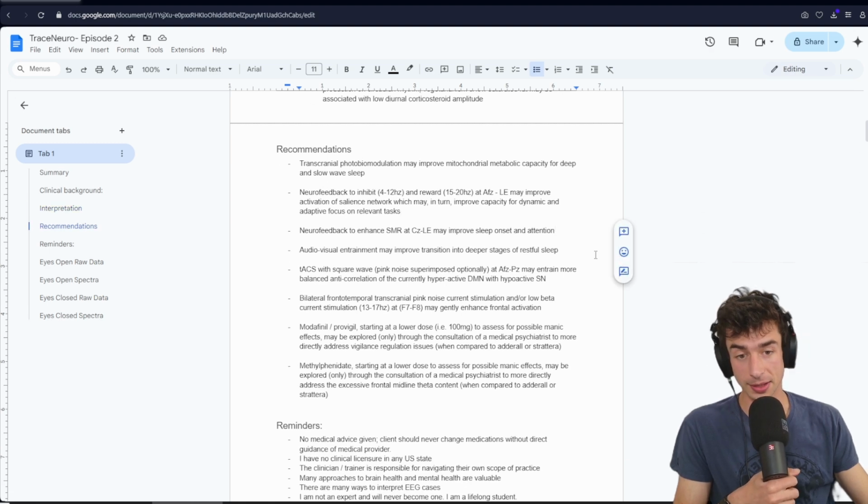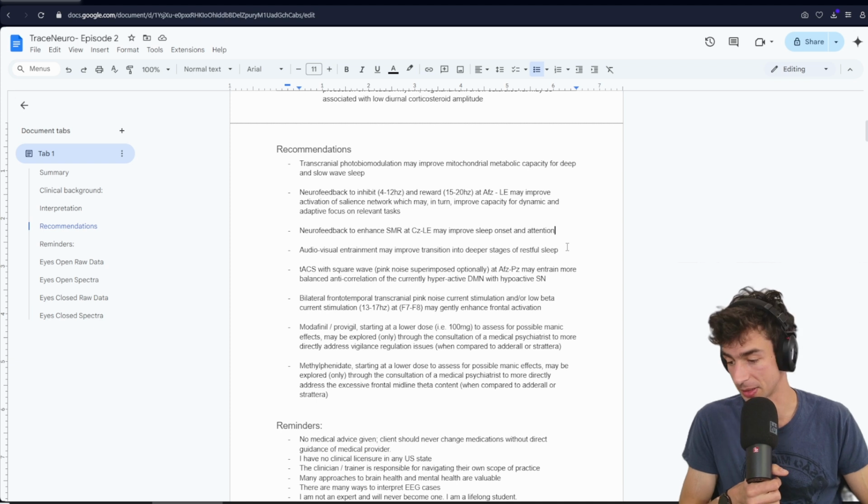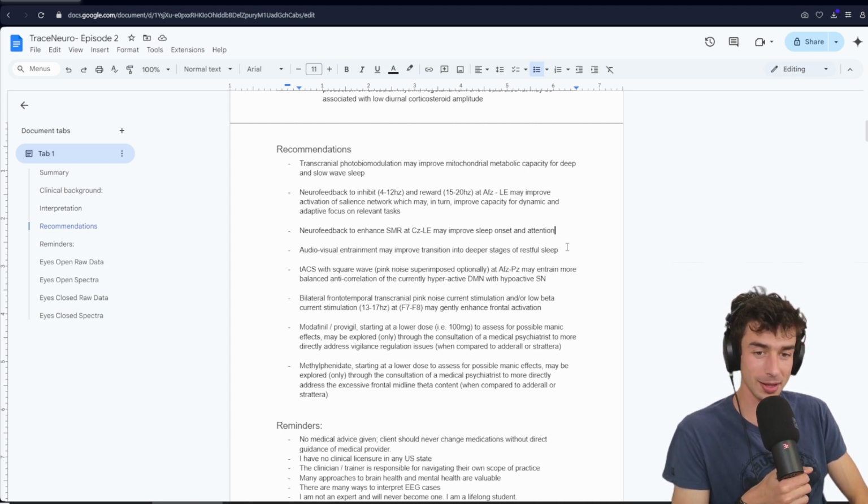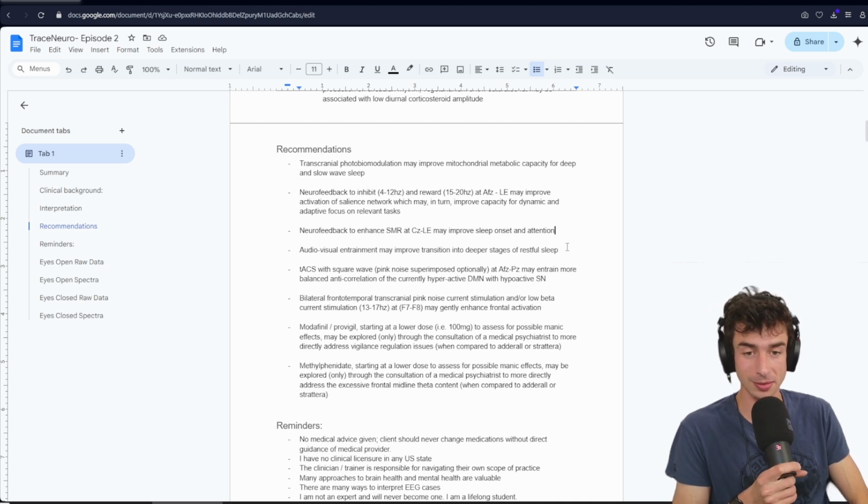We can do classic SMR neurofeedback, right? If there's problems falling asleep, we might as well see if this starts to make an improvement. Right now, it seems like the thalamus is basically just putting out alpha, and maybe that's part of the problem. Maybe it's not putting out enough SMR and sleep spindles, the sleep correlate of SMR, while he's trying to sleep.